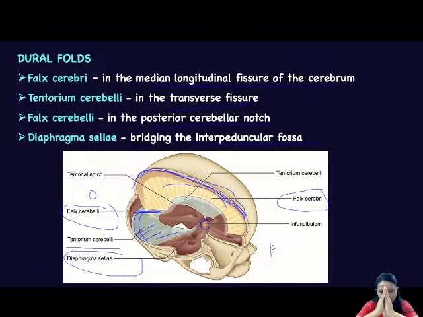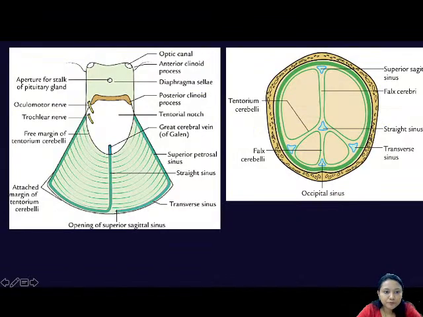You have the one which is going through the longitudinal fissure, and this fold is your falx cerebri. Then on the back side, on the posterior cerebellar notch, you have the falx cerebelli. On the transverse fissure, you have the tentorium cerebelli, and in the interpeduncular fossa, where you will have the circle of Willis and the optic chiasma, there you will have the diaphragma sellae. So those are the dural folds.